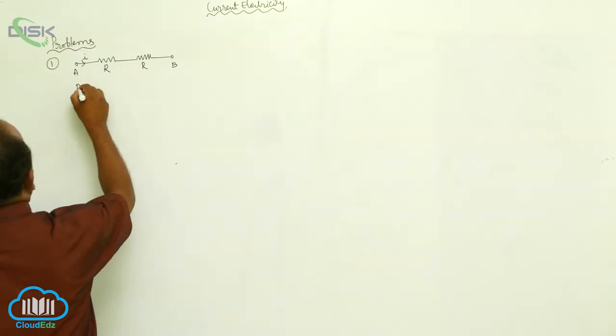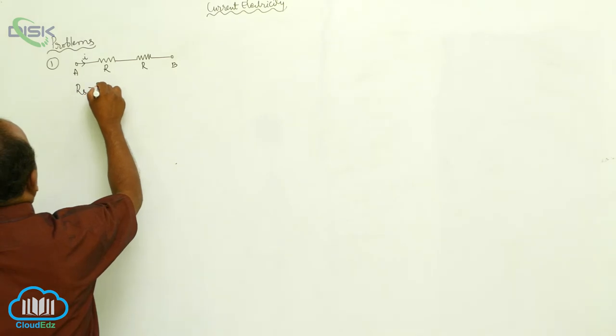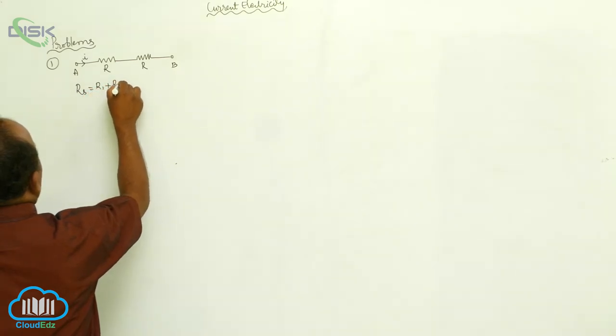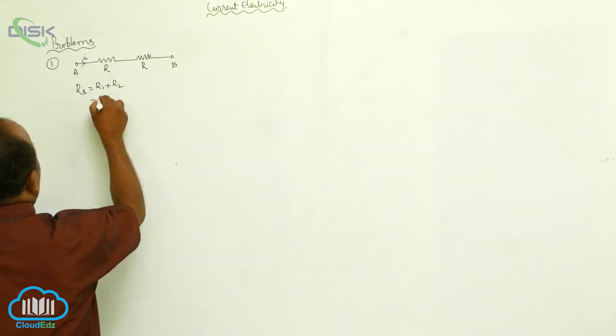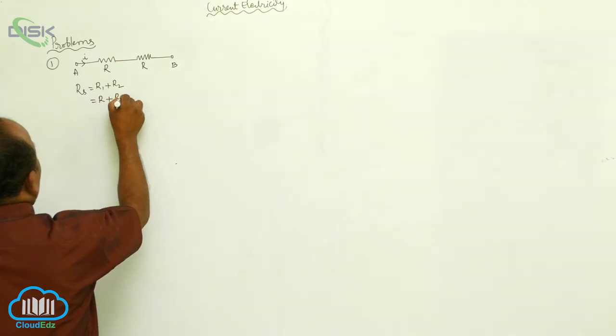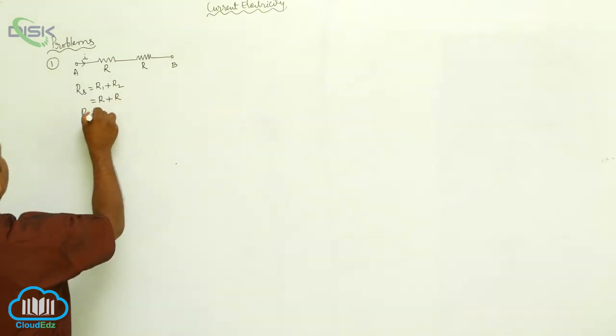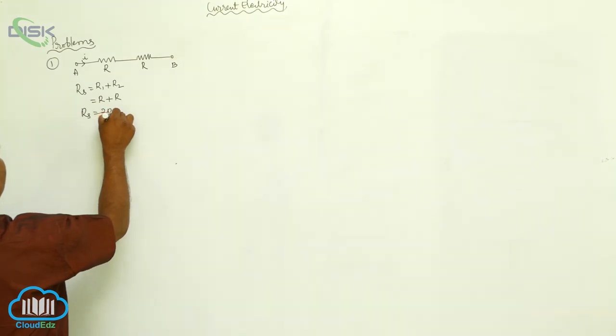Therefore, Rs is equal to R1 plus R2. R1 is equal to R, R2 is equal to R. Therefore, Rs is equal to 2R.